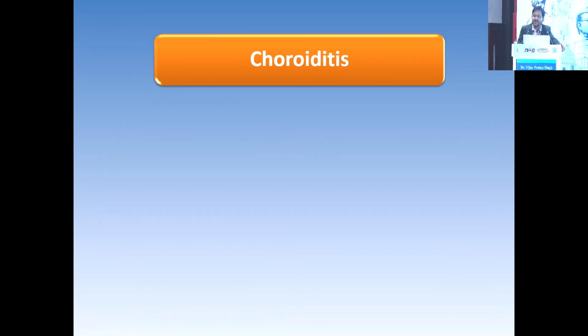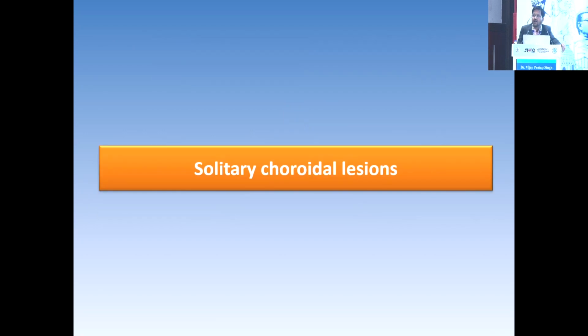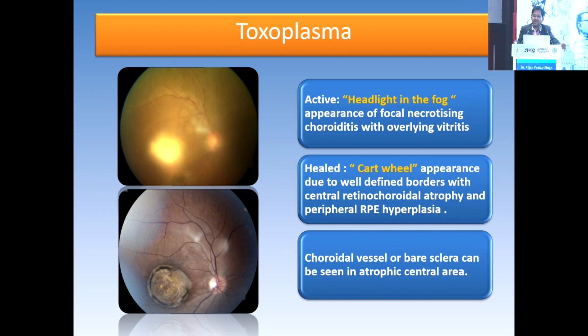So if it is a choroiditic lesion, we will have to decide whether it is a solitary lesion, a multifocal one, or whether the lesion is associated with neurosensory detachment. Now coming one by one. If we see a patient having dense vitritis with focal necrotizing choroiditis, giving a typical headlight in the fog appearance, we should suspect toxoplasma. When the lesion is healed, it gives a typical cartwheel appearance due to well-defined borders with central retinochoroidal atrophy and peripheral RPE hyperplasia. We can see the choroidal vessels and bare sclera in the atrophic central area.